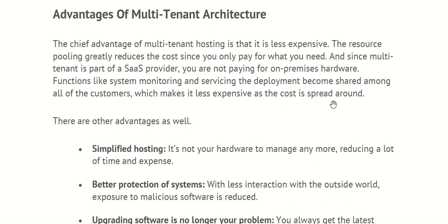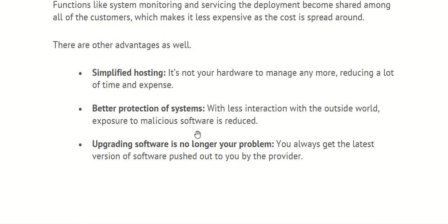The resource pooling greatly reduces the cost, since you only pay for what you need. And since multi-tenant is part of software as a service, you are not paying for on-premises hardware. As I already explained, functions like system monitoring, service and deployment become shared among all of the customers, which makes it less expensive as the cost is spread around. Exactly. If I have five clients, and for example per month I am getting an expense of 10,000, then the expense will be shared among all five customers, like 2,000 each. That's the simple example.